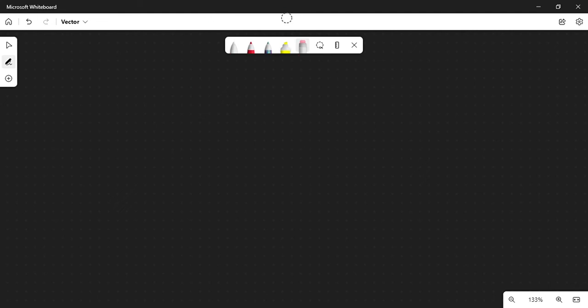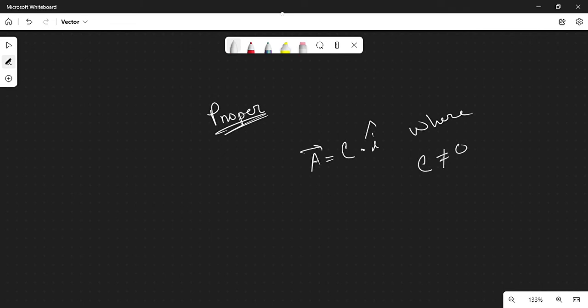And a proper vector is a vector, let's say, if vector A is equal to a constant of magnitude c and a unit vector I, where c will not be equal to 0, then A is a proper vector. So in any vector, if the magnitude is not equal to 0, it can be anything other than 0, it will be called a proper vector.